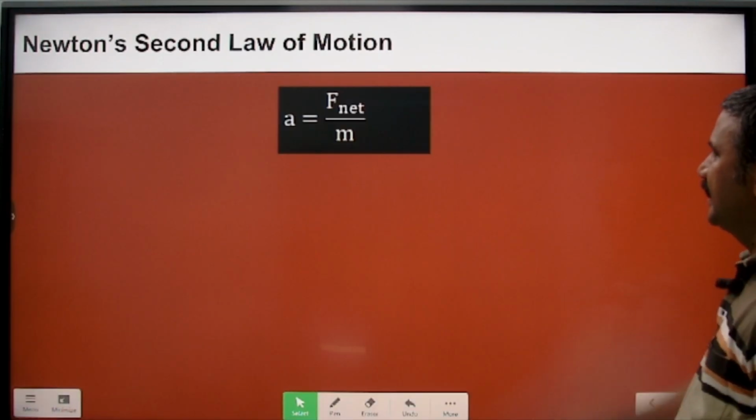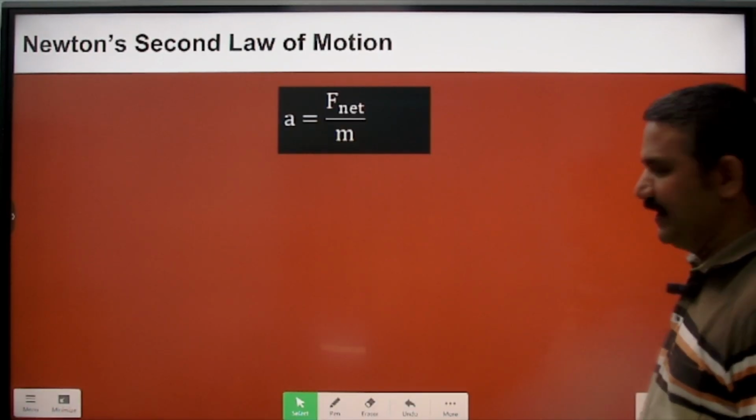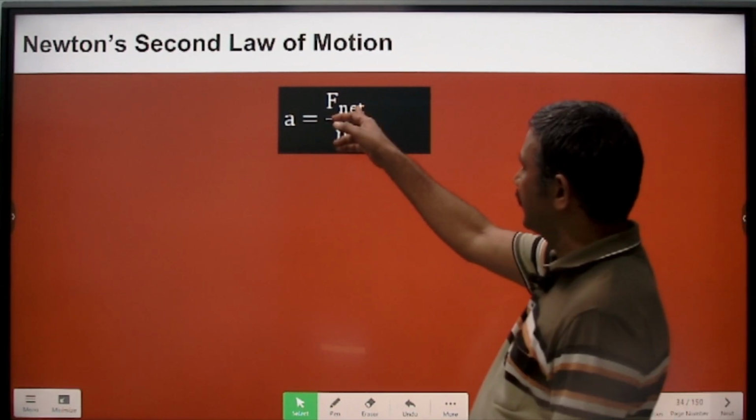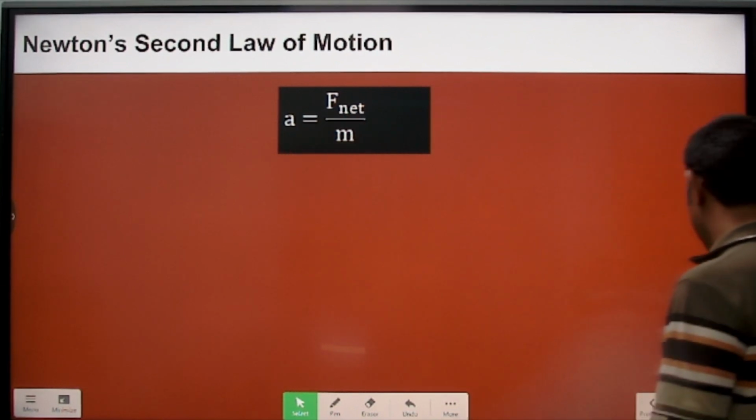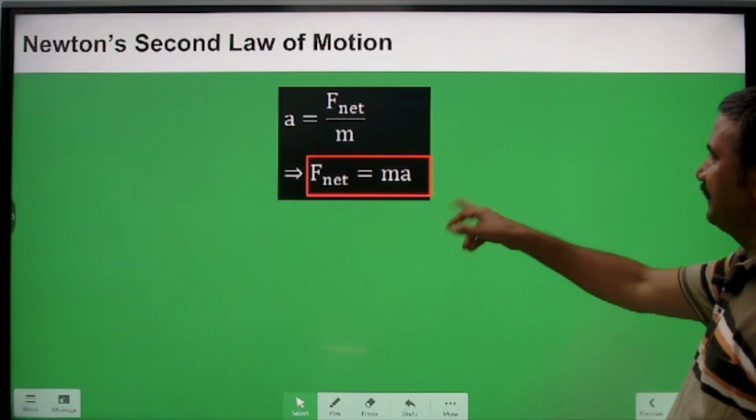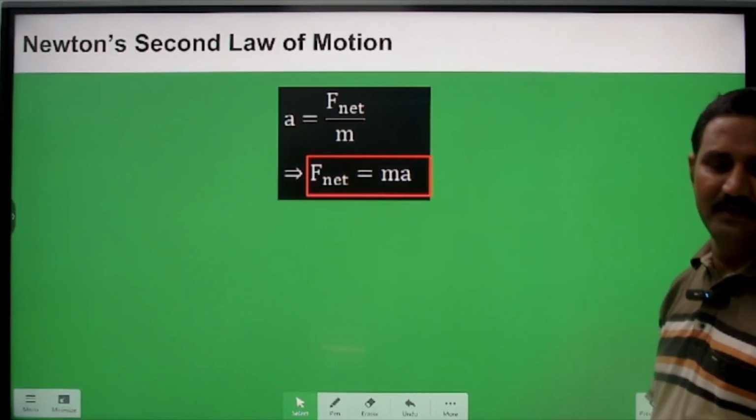So a equals F net divided by m. Acceleration is proportional to net force and inversely proportional to mass. From this, F net equals m a. This is Newton's second law of motion.